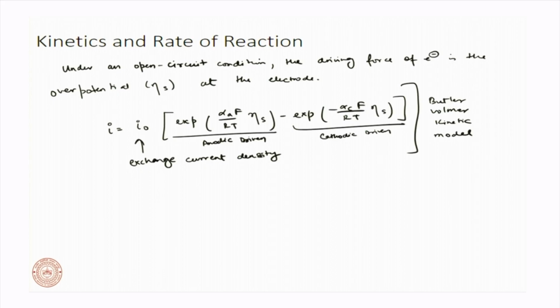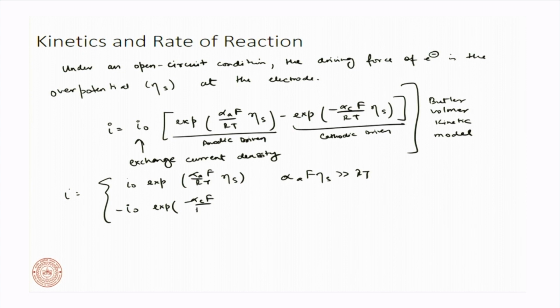Right. So, this equation can also be split into two. I can be equal to I naught exponential of alpha A F over R T into eta S, if alpha A F eta S is greater than R T, and minus I naught exponential of minus alpha C F over R T into eta S, if this alpha C F into eta S is less than minus R T. Okay. This is called the Tafel kinetics.